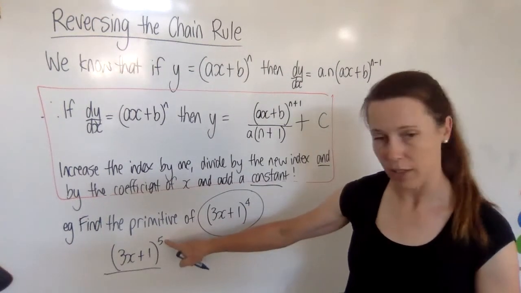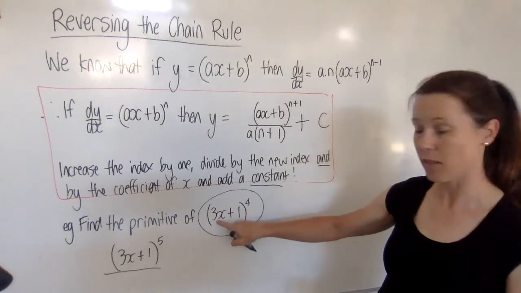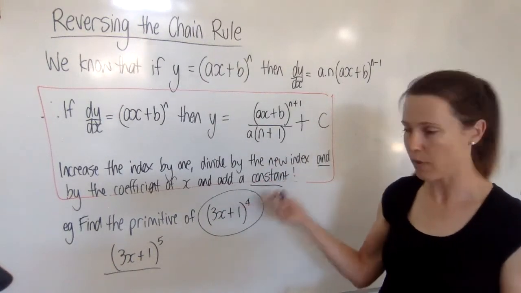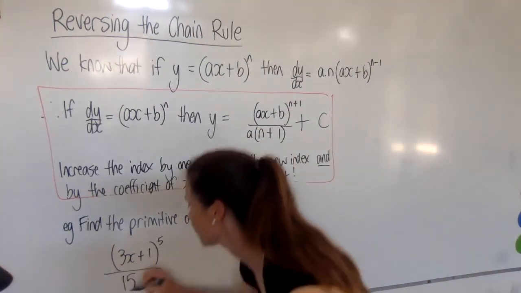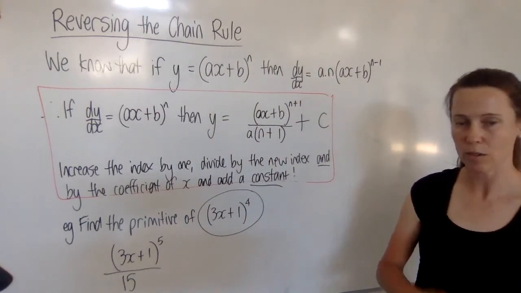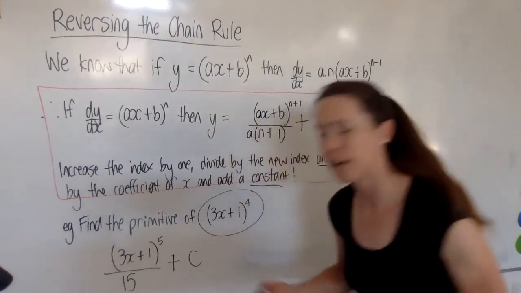So the new index is 5, and the coefficient of x is 3. So we're dividing by 3 5s, which is 15. And one last thing to do, add a constant. And that's our answer.